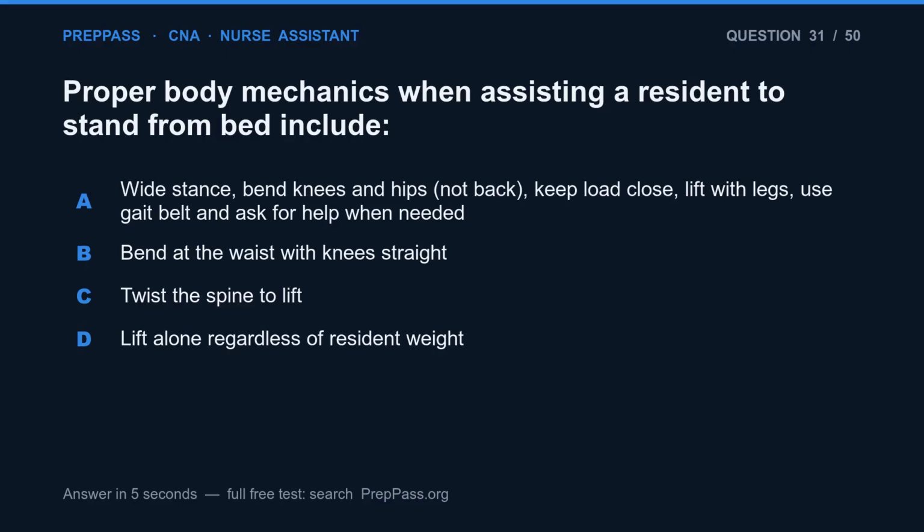Question 31. Proper body mechanics when assisting a resident to stand from bed include: A. Wide stance, bend knees and hips, not back, keep load close, lift with legs, use gait belt and ask for help when needed. B. Bend at the waist with knees straight. C. Twist the spine to lift. D. Lift alone regardless of resident weight.